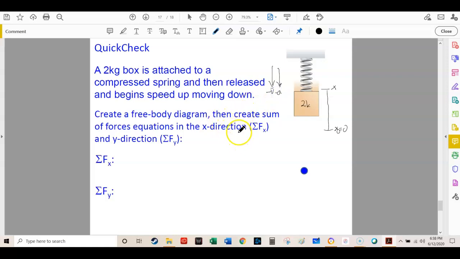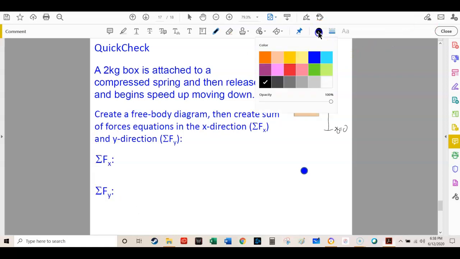They want you to create a free body diagram using this, and then sum the forces in the x and y direction. That's it. You don't have to solve for anything. So go ahead and try this out on your own and see what kind of equation you get for your free body diagram. Try to use the steps that I showed you, and go ahead and pause the video and try it out now.